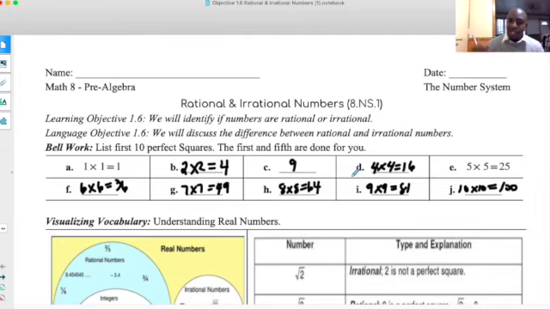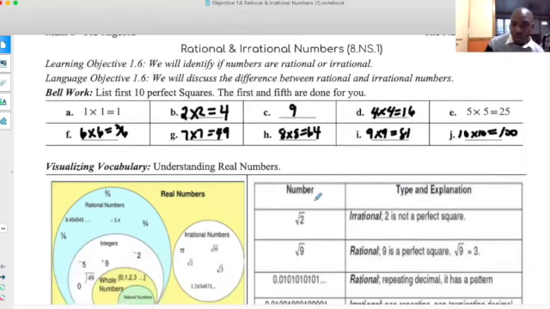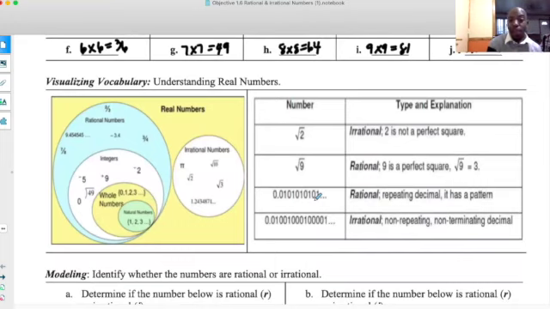But let's dive in and look into what we're talking about today and how to differentiate and figure out between rational and irrational numbers. This is going to be a really, really good lesson, and I'm excited to share with you. So before I even begin, of course, we can scroll down. We're going to look at this visualizing vocabulary chart.